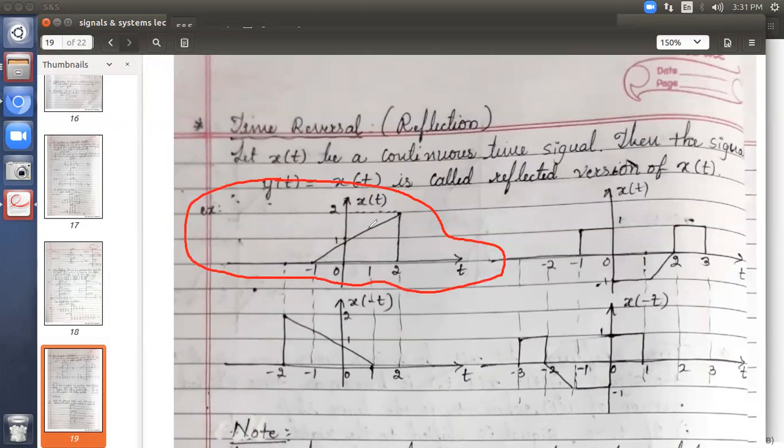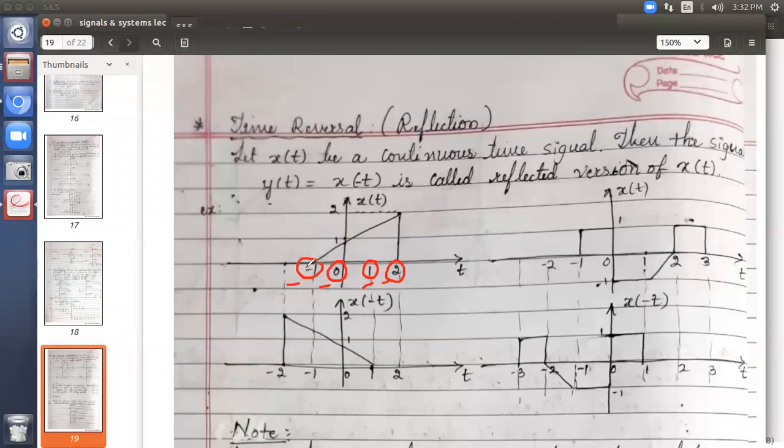This is the given signal x of t. If you observe, the range is between -1 and 2. If you see, there is 1 unit, 2 units, 3 units. 3 units are used for the increasing ramp and then suddenly a vertical line. This amplitude is 2. This is the given x of t. We have to perform x of minus t. How to do that? It's very simple. Whatever time values you have, simply put a negative sign before them.